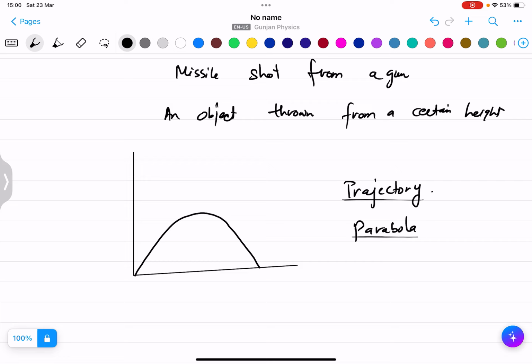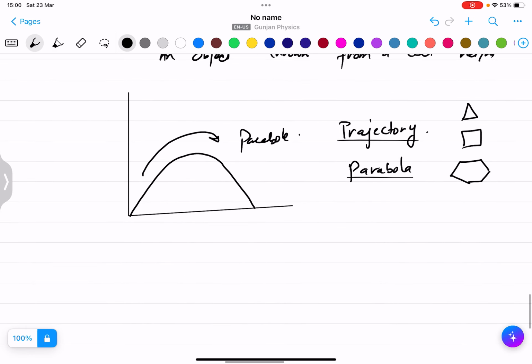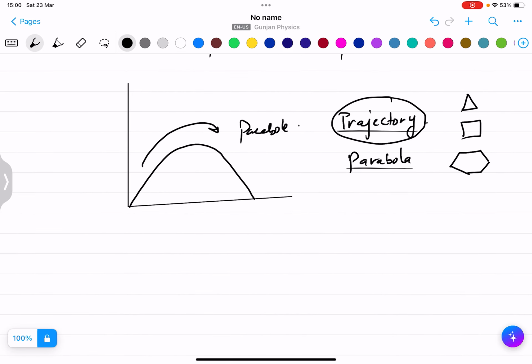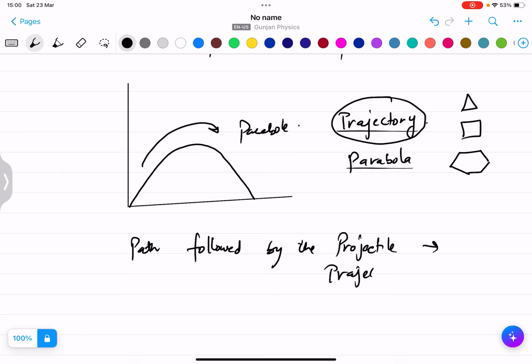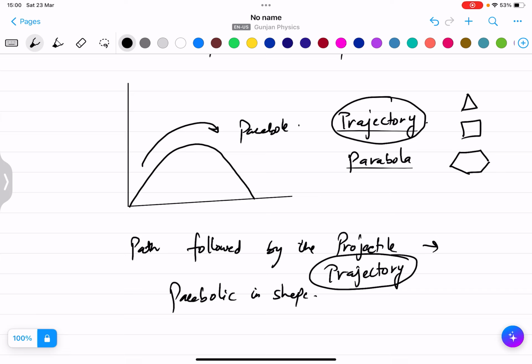So there are so many shapes, like triangle, square, hexagon. We all know these shapes. The shape of this is a parabola, and the path followed by the projectile is called the trajectory. So we can write this: the path followed by the projectile is trajectory, and this trajectory is parabolic in shape. Okay, so all these things are clear to you.